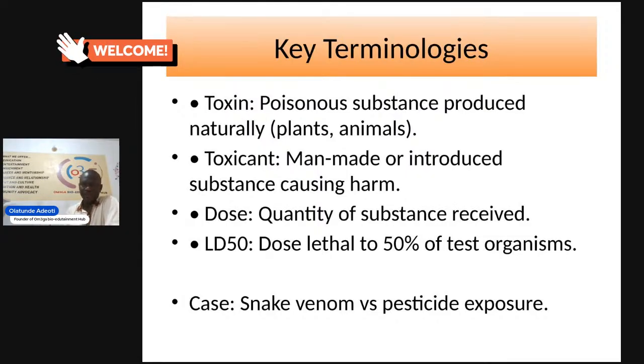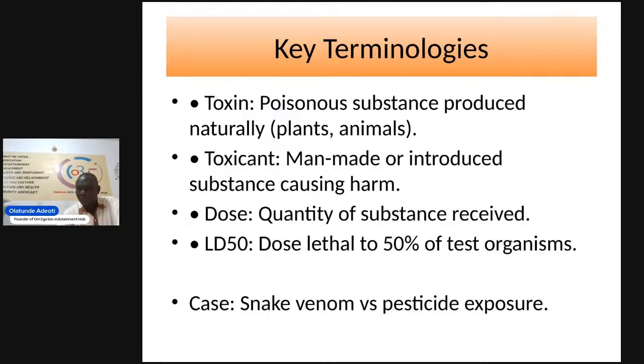Number one, toxin. Toxins are poisonous substances which can be produced naturally by biological agents. They could come from plants, from animals, and sometimes from microorganisms. So it's not only plants and animals, but also microorganisms, that is, prokaryotic organisms. Then whenever we come across the word toxicants, toxicants are man-made substances that, when introduced, are going to cause harm. These are toxicants.